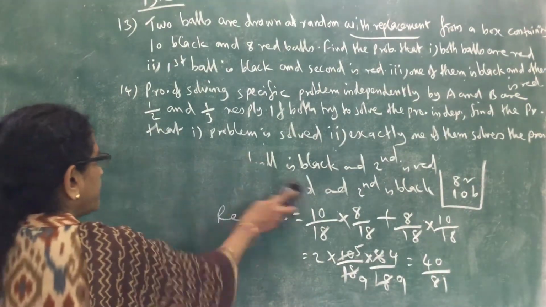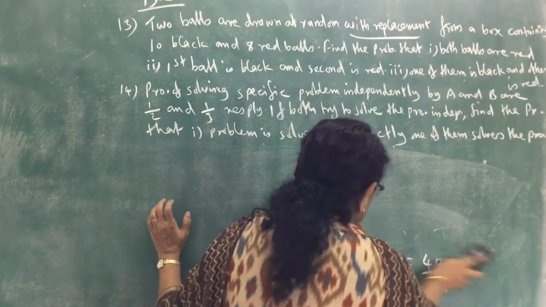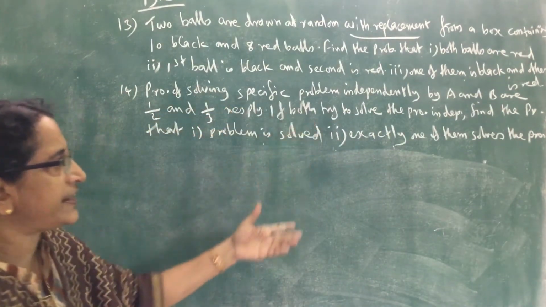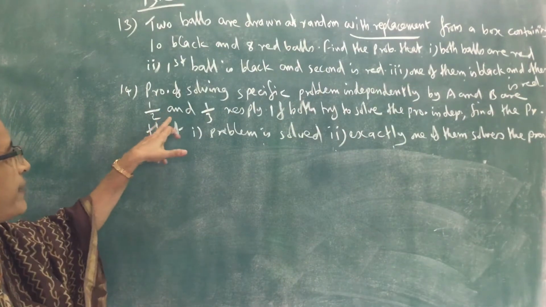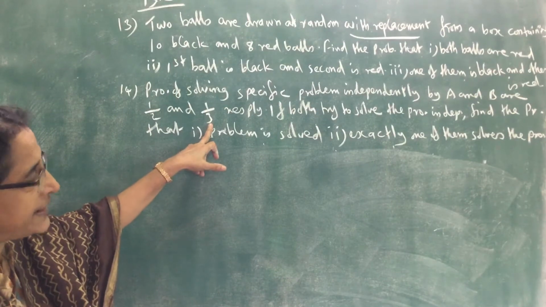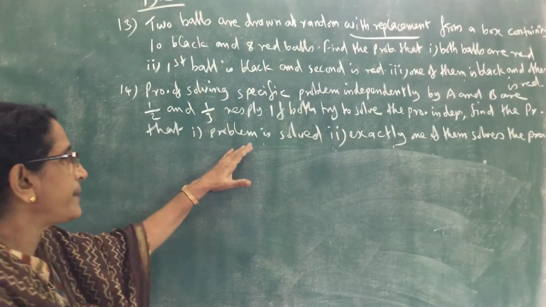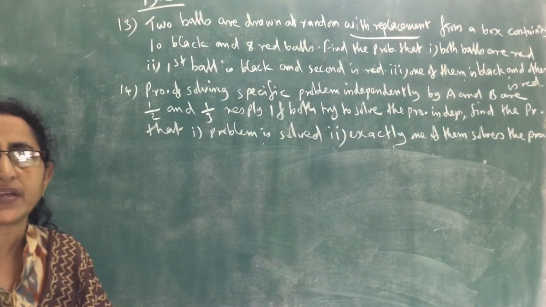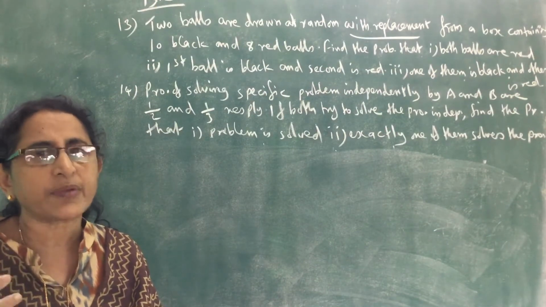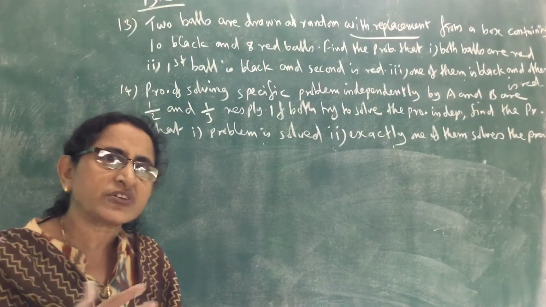Now see the question number 14. Probability of solving a specific problem independently by A and B are 1 by 2 and 1 by 3 respectively. If both try to solve the problem independently, find the probability that the problem is solved. See here what is the experiment? A problem is given to two students, A and B. So what are the possible outcomes? Either both solve the problem.